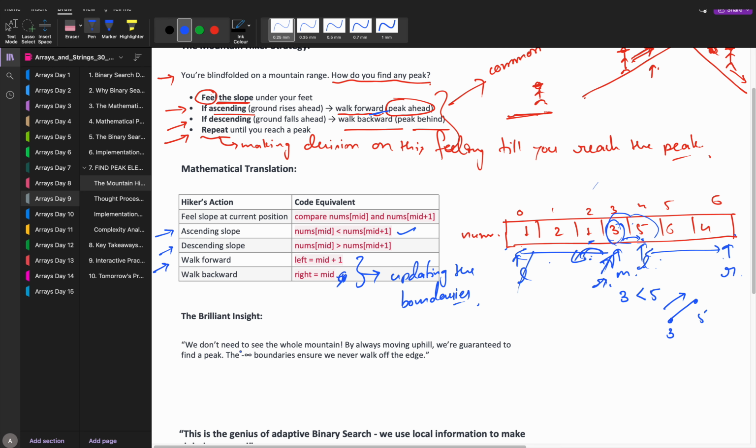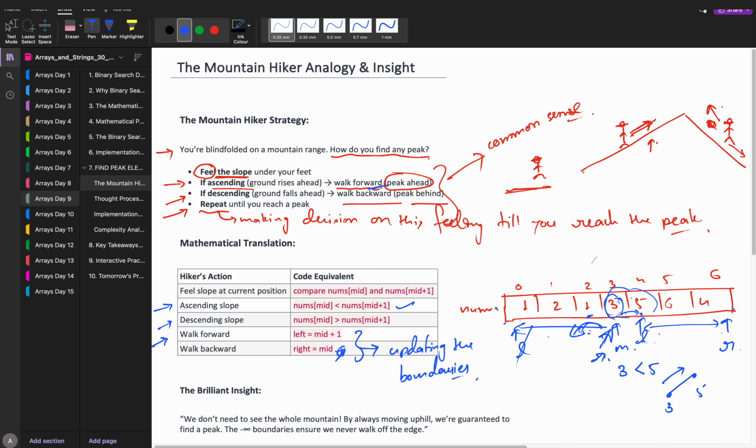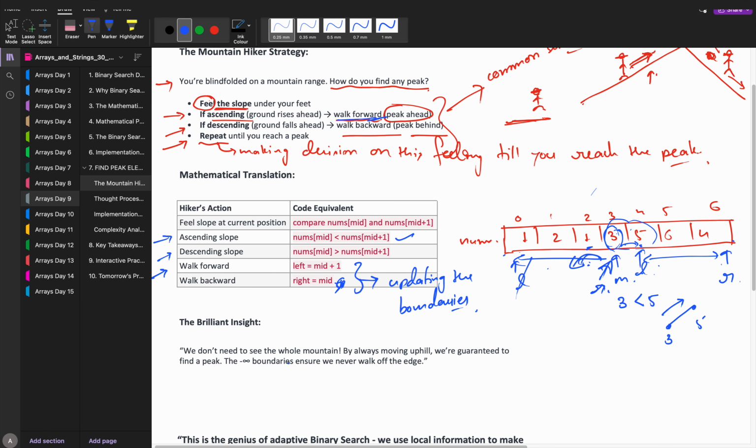So the insight is we don't need to see the whole mountain. By always moving uphill, we are guaranteed to find the peak, correct? जहाँ पे आपको uphill है, you'll walk forward and we are guaranteed to find the peak. Okay? Now, the negative infinity boundary ensures we never walk off the edge. Obviously, after this, if I feel negative and negative, I am gonna move backwards, है ना. अगर इधर आ भी गया तो इधर भी आ गया तो इधर जाऊंगा मैं.